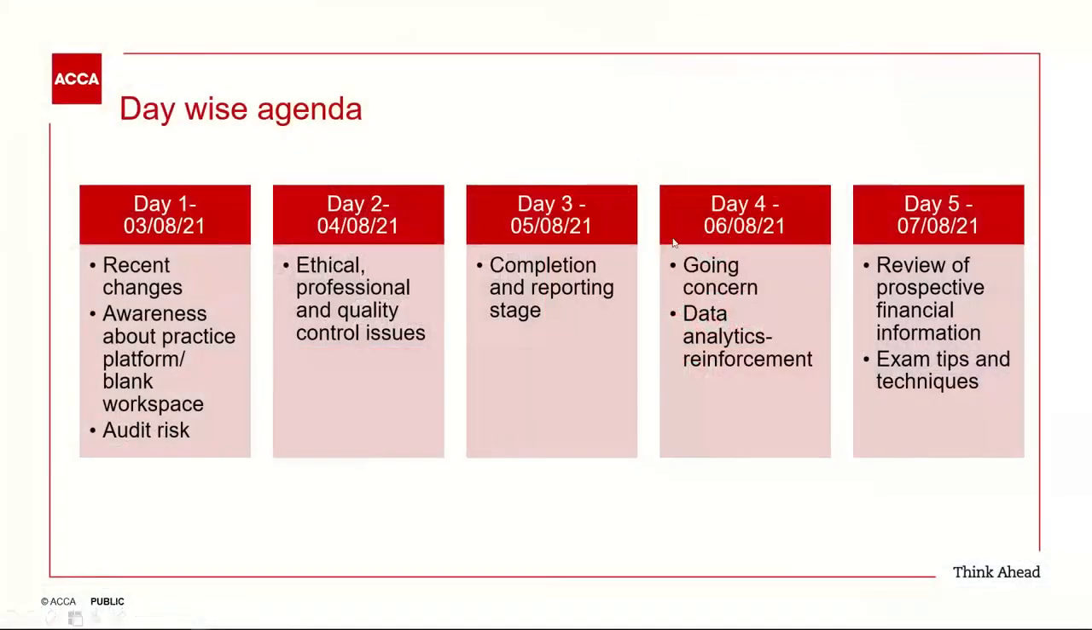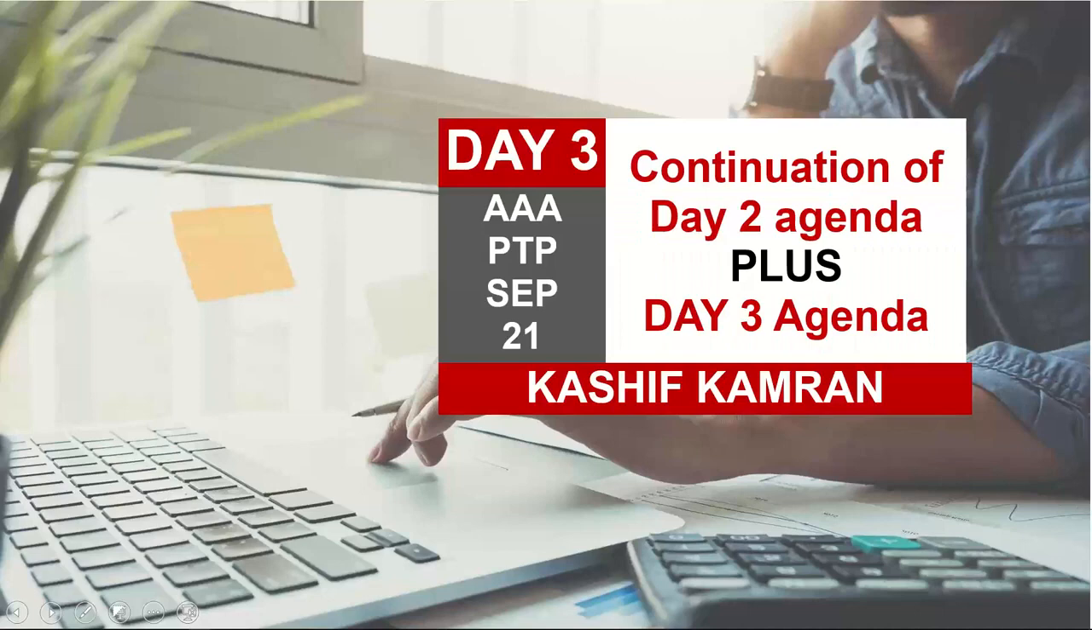Now, the agenda for day 3, the 5th of August, is the completion and reporting stage. But just before we start the completion and reporting stage, we have some uncompleted agenda from day 2 yesterday, where we were discussing the quality control issues. So I'll start first with the incomplete agenda from yesterday, and then I'll pick up the day 3 agenda. So that's what I am focusing on: the continuation of the day 2 agenda plus the day 3 agenda. Now, just a quick recap.